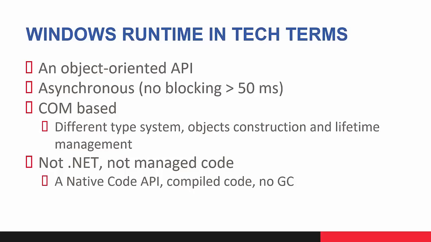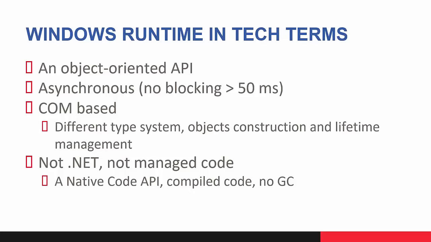There's no type library. There are different data types. Strings and other types are different, and also the object construction and the lifetime management of the objects is significantly different from the traditional COM reference counted model.